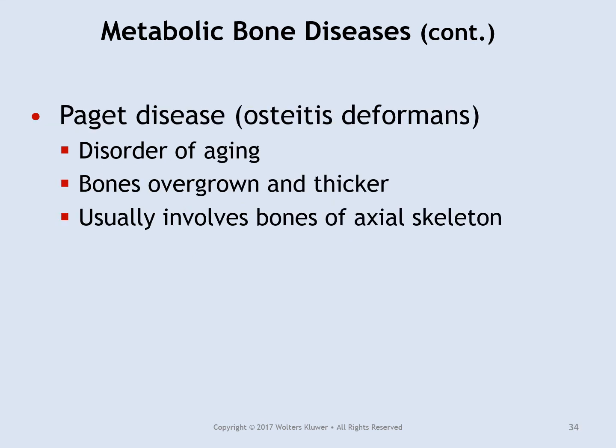In Paget's disease, or osteitis deformans, this happens in aging. Bones actually get overgrown and thick. This is not good when they are out of control, and it usually involves the bones of the axial skeleton, if you can remember the bones that were involved in the axial skeleton.